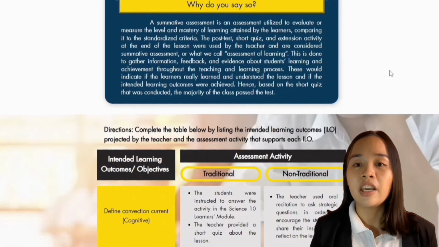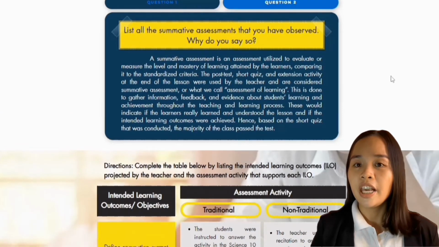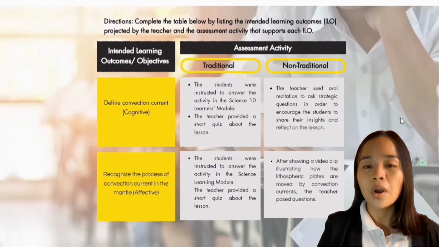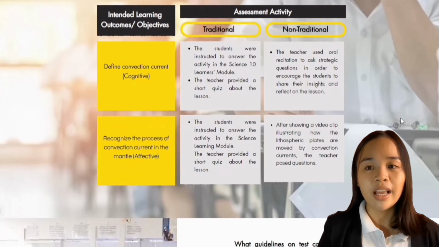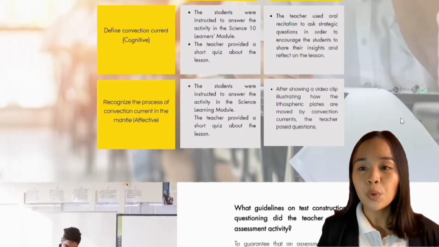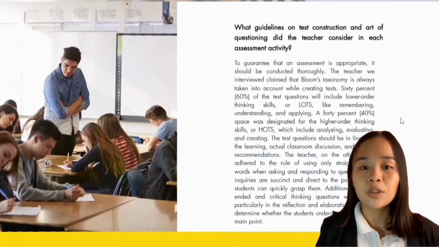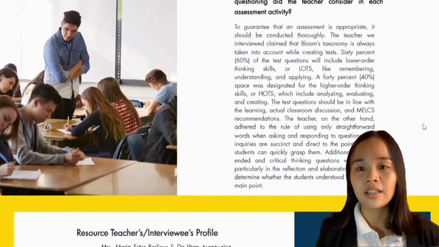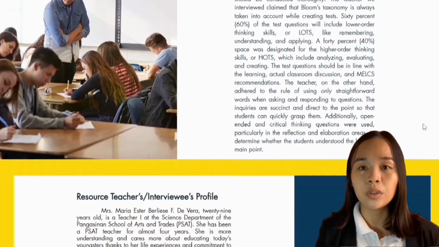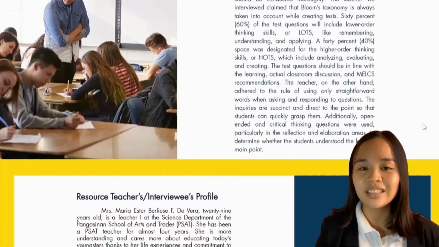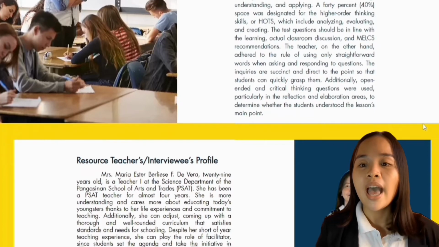Question number 2. Giving a quiz or post test at the end of the lesson is an example of a summative assessment. Here are the intended learning outcomes or ILO projected by the teacher and the assessment activity that supports each ILO. A teacher we interviewed claimed that Bloom's taxonomy is always taken into account while creating tests. 60% of the test questions will include lower order thinking skills, 40% was designated for the higher order thinking skills. The test questions should be in line with the learning, actual classroom discussion, and MELT's recommendations.